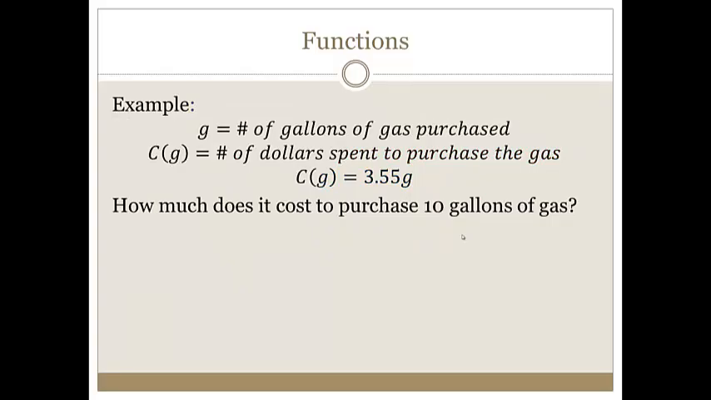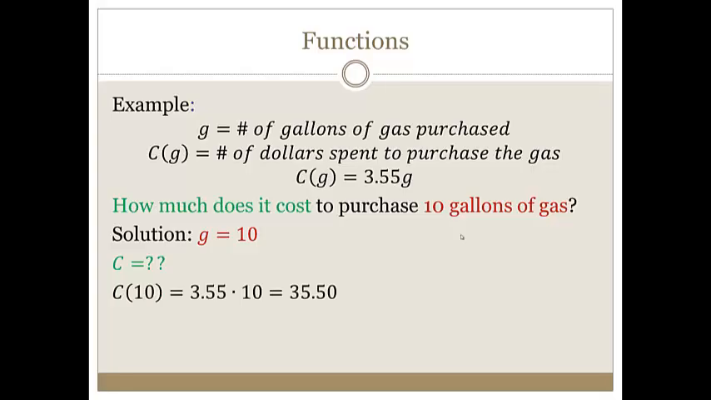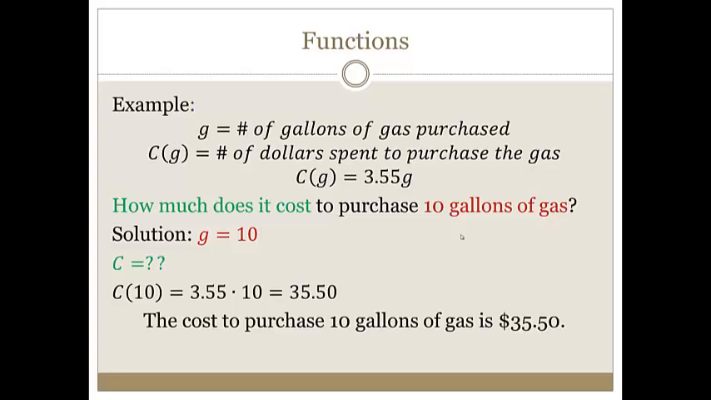How much does it cost to purchase 10 gallons of gas? To find the solution, we need to look at our knowns and unknowns. We know that g equals 10 because we are purchasing 10 gallons of gas. The phrase, how much does it cost, is asking, what is c? C of 10, or the cost to purchase 10 gallons of gas, is $3.55 times 10, or $35.50. So the answer to our question is the cost to purchase 10 gallons of gas is $35.50. We can represent this in both words and as the mathematical statement c of 10 equals $35.50.